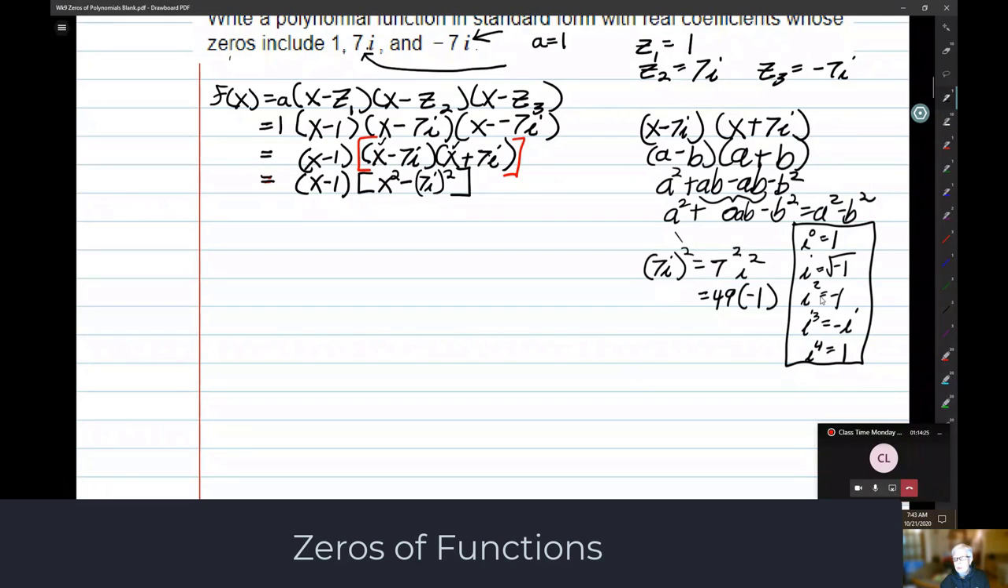For what we do, this is probably the most important to remember, because it happens a lot. So 49 times negative 1 is negative 49.